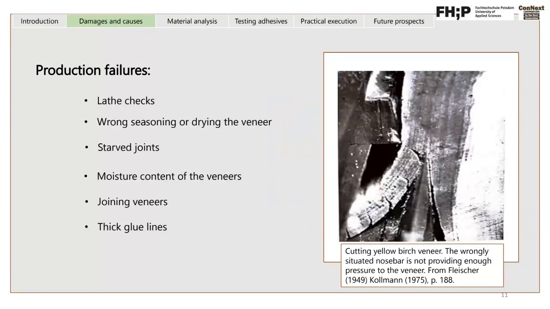Some of these damages I just showed you are pre-programmed due to production failures, such as lathe checks due to false positioning of the nose bar, or wrong seasoning and drying of the veneers, which can lead to the surface checks that I showed you earlier. Irregular moisture content within the veneers, false pressing during joining of the veneers, and starved joints, or the opposite, thick glue lines, can lead to further damaging of the object over time.